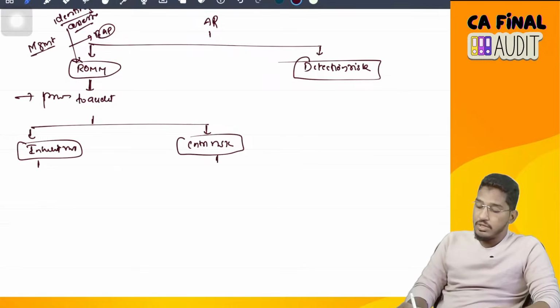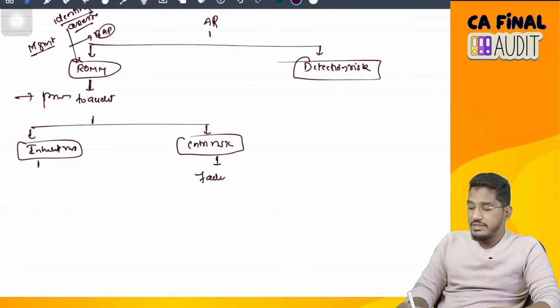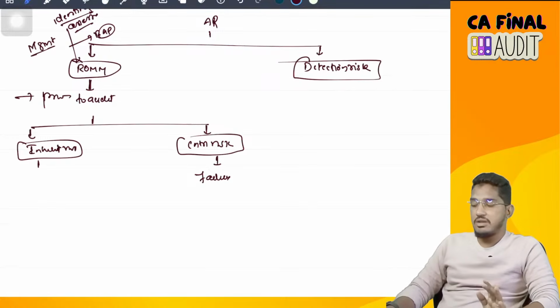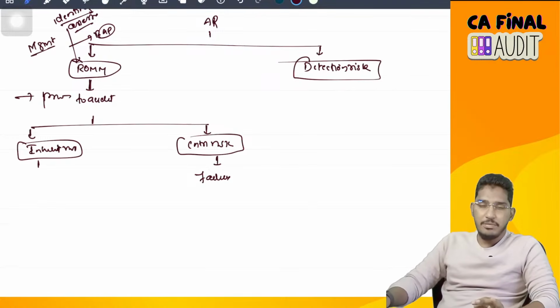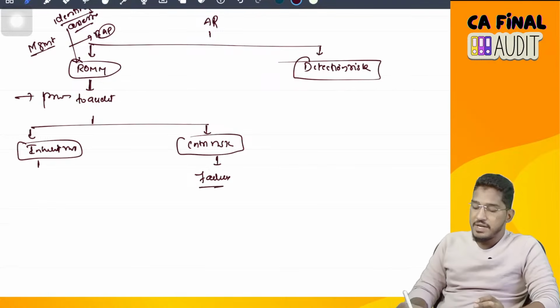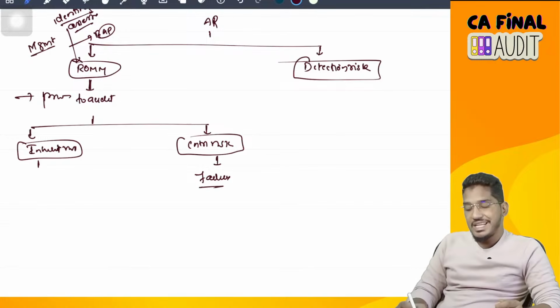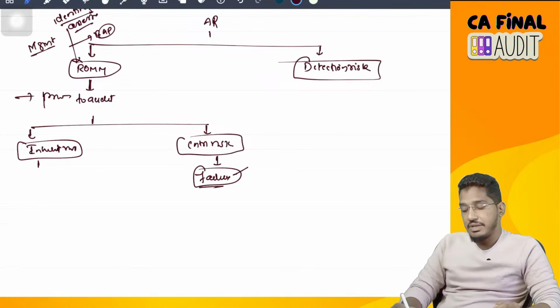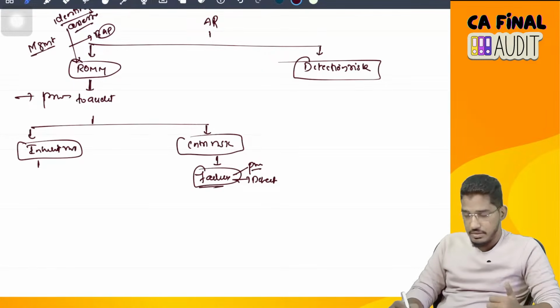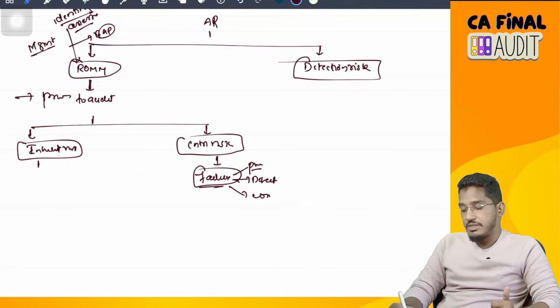Then we have something called control risk. The name itself says there is a control. There is one area which is fit for implementing internal control. Even the control has been implemented, but that control has failed miserably. Sir, in what aspects has the control failed? The control has failed either to prevent a fraud or error from happening, or to detect a fraud or error, or even to correct a misstatement.